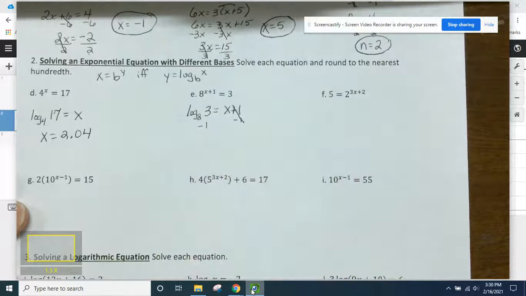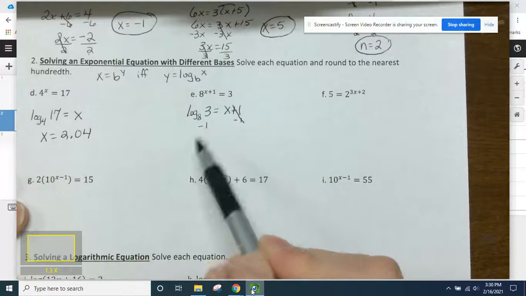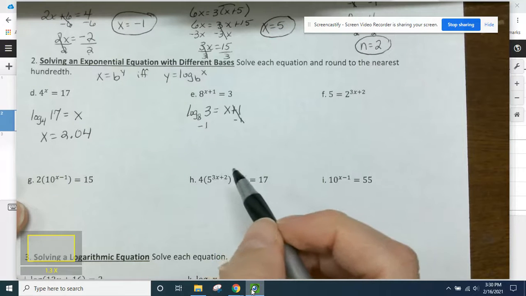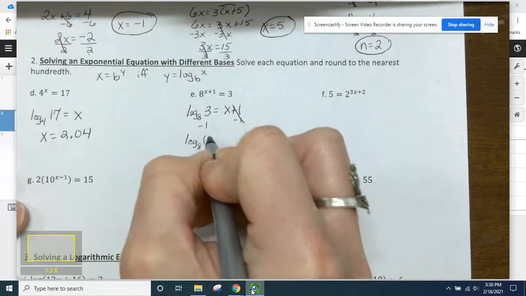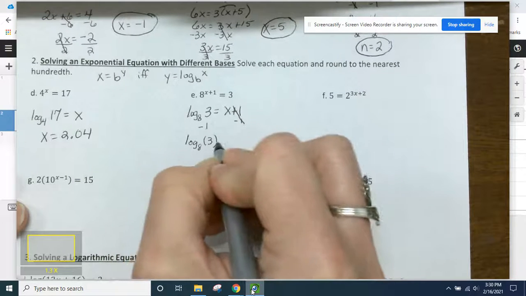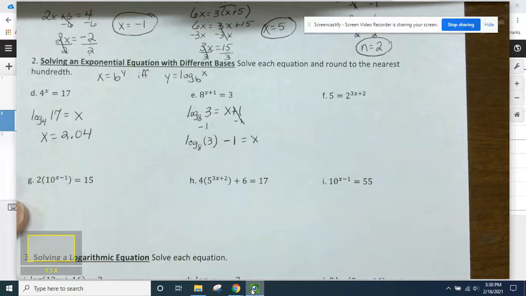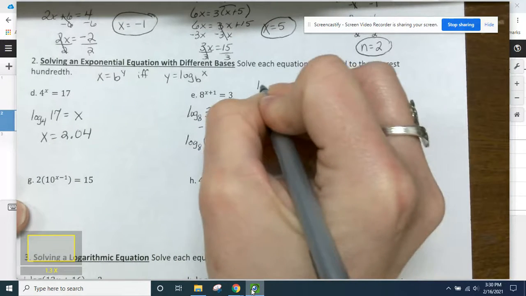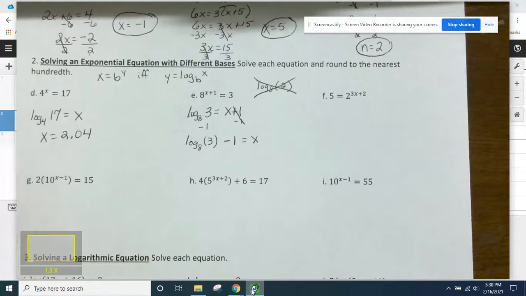Now here's where I want you to be careful. You cannot say 3 minus 1 and make that 2. Do not do that. That is wrong. You have to say log base 8 of 3, figure that out, and subtract 1 from it to get your x. So if you write log base 8 of 2, that is wrong. You cannot do it that way. So be really careful about that. That is the most common error that students will make when they're doing these problems.